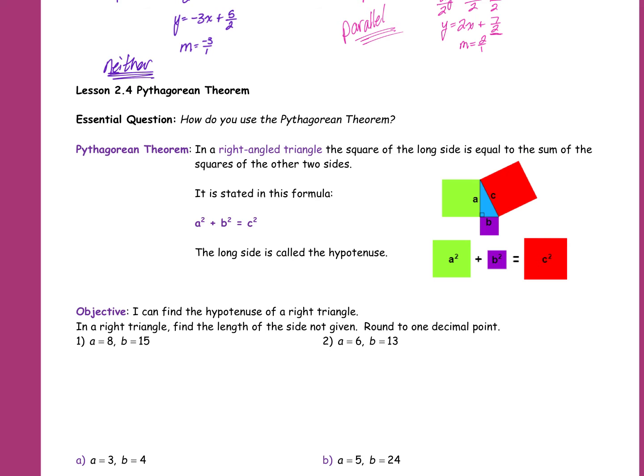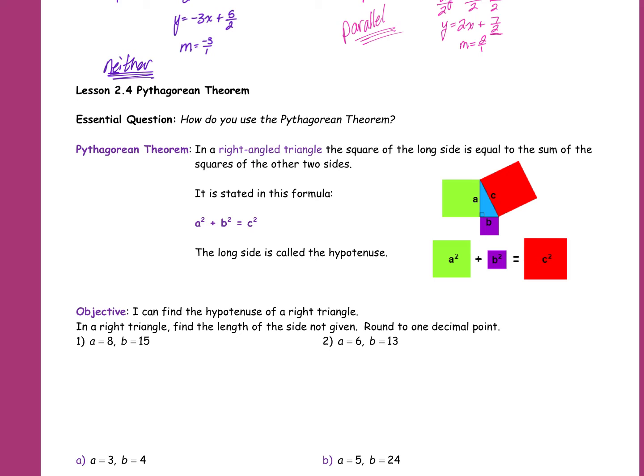So a squared plus b squared equals c squared. That's our formula. I take the side and I square it. The long side is always the hypotenuse. All we're looking for today is just the hypotenuse. We're not going to find any other side. We're going to do that later in the year. So we're just finding the long side today only.